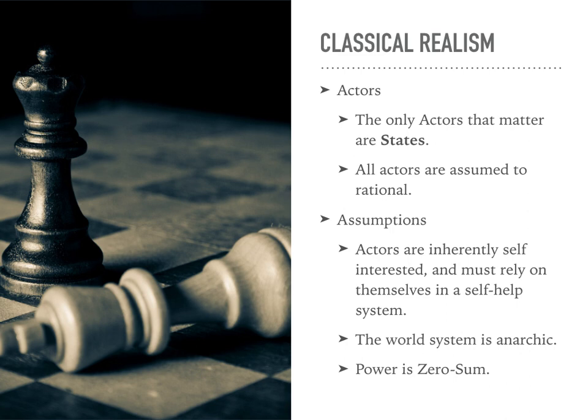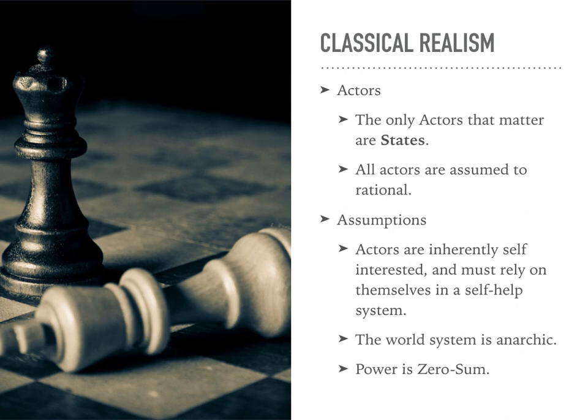Also, there is no overarching power in the world system. So for classical realists, the world is inherently anarchic. The world has no overarching power structure, and because of that, the world can be chaotic. It can be uncertain. And because of that, exactly because of that, we live in a self-help system. Countries that cannot help themselves get crushed.